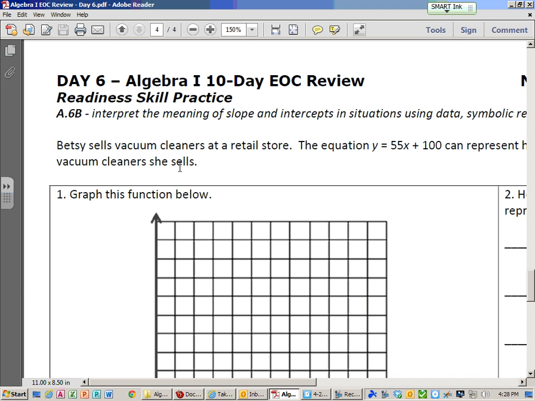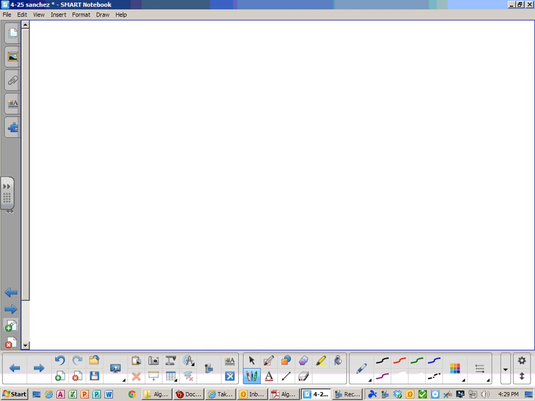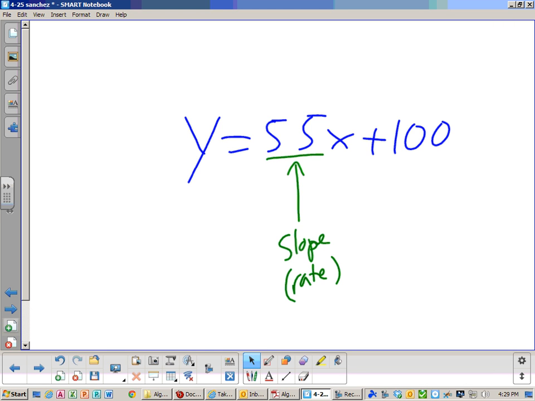First things first, you should look at this equation right here. When it gives you y equals 55x plus 100, please note that anytime you have this, the slope is always the number next to x. That's always your slope, right? That is the rate at which you're selling those vacuum cleaners. The 100, that's your y-intercept. So we have slope and we have y-intercept.